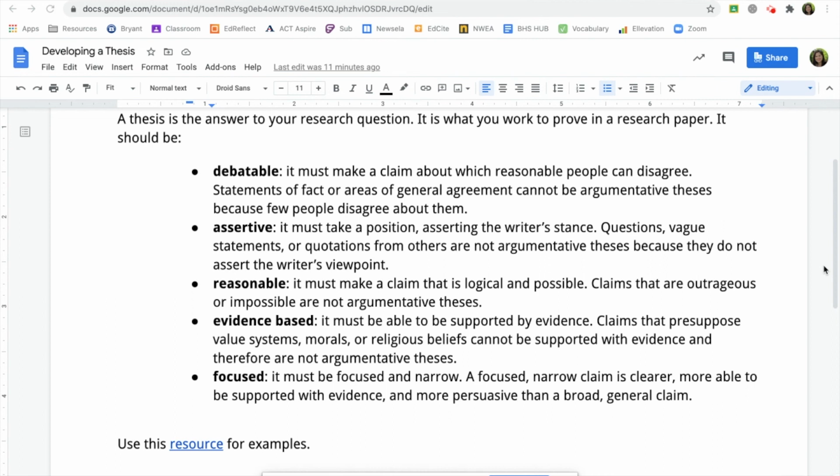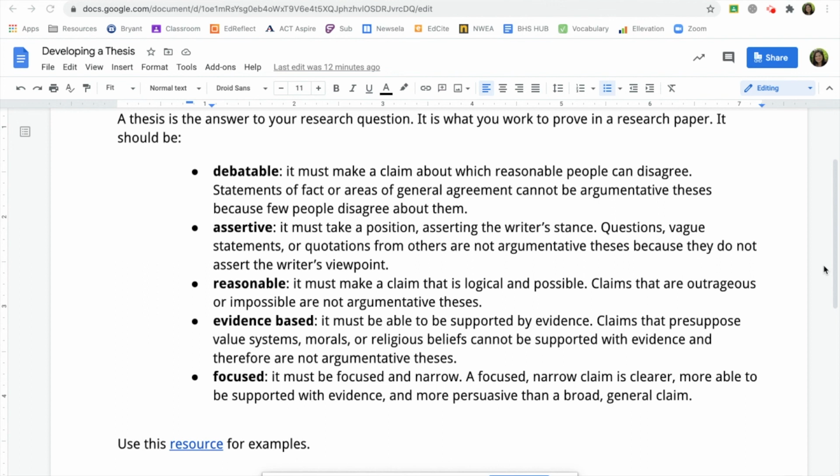Is it reasonable? Is social media ever going to be fully banned? Probably not. So I don't think this is reasonable. Is it evidence-based? So the disclaimer in there, that because it's morally wrong, you can't prove that with evidence. So that part would have to go in order for it to be evidence-based. You would need to come up with a different reason why social media should be banned in order for it to be evidence-based. Is it focused enough? Maybe you could make it more focused if you chose just one social media platform, but I think it's a narrow enough topic that it would be okay.